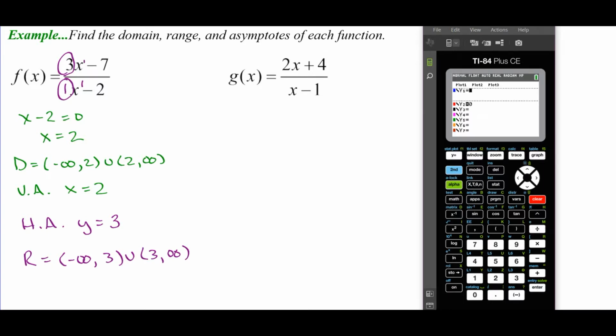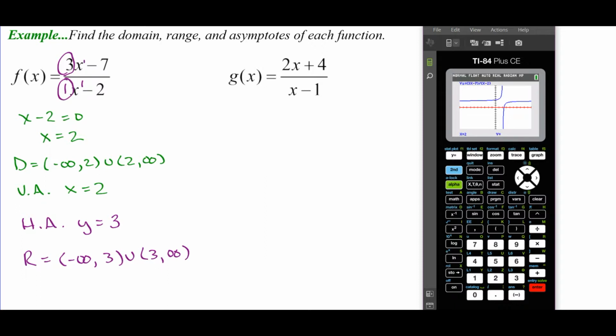We're going to take a look at the graph just to confirm some of these things. Remember, when you type in a rational function like this, put it in parentheses, or you can use the fraction notation in your calculator. So we're going to do 3x minus 7 in parentheses divided by x minus 2. Taking a look at the graph here, we came up with that the vertical asymptote was at 2. So we're going to do second trace, value at x equals 2. Y is undefined, so that's a good confirmation of that for us.